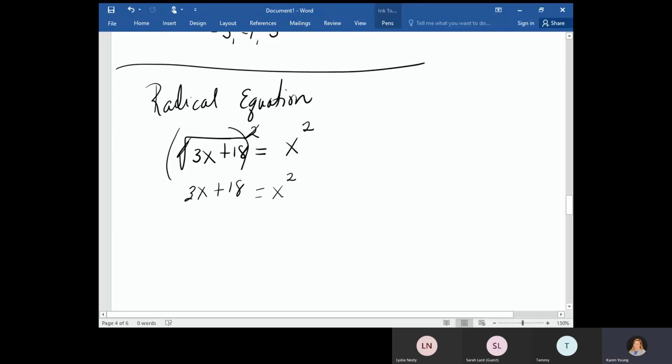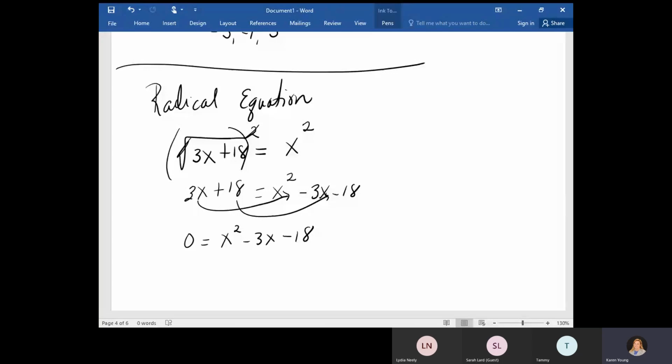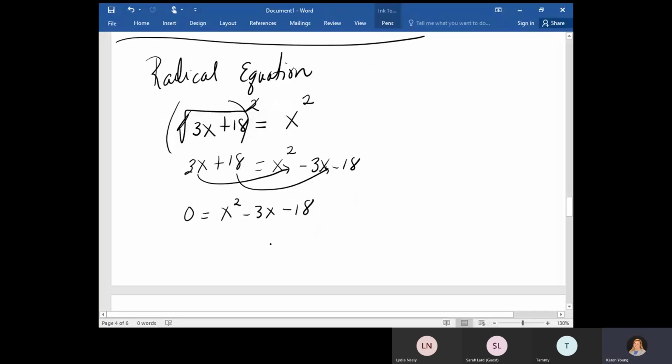Would you put it all on one side now? Yeah, now I'm going to move it all to one side, but the key is you want the positive x squared. Anytime we're doing this, we want the value of x, so we're going to factor. I'm going to move my 3x over, making it a negative 3x. Positive 18 over, making it a negative 18. So I'm going to have 0 equals x squared minus 3x minus 18. And then we go back to what we were doing with the quadratics, because x squared is a quadratic. So I've got to factor.